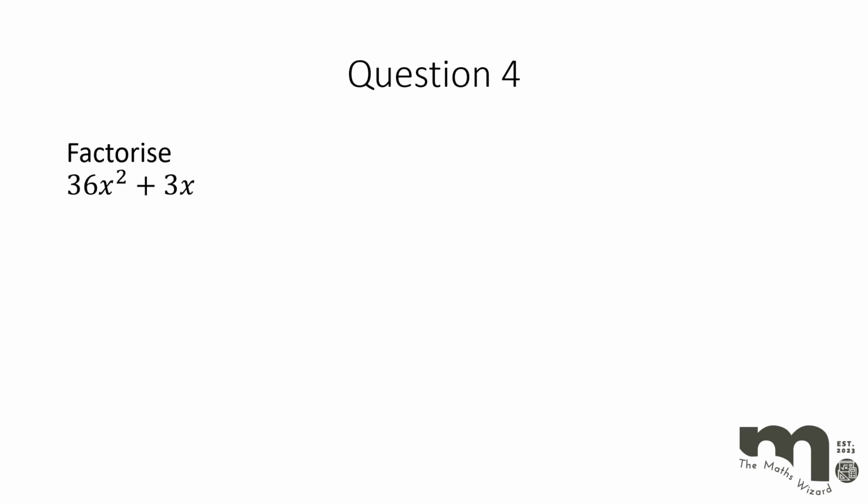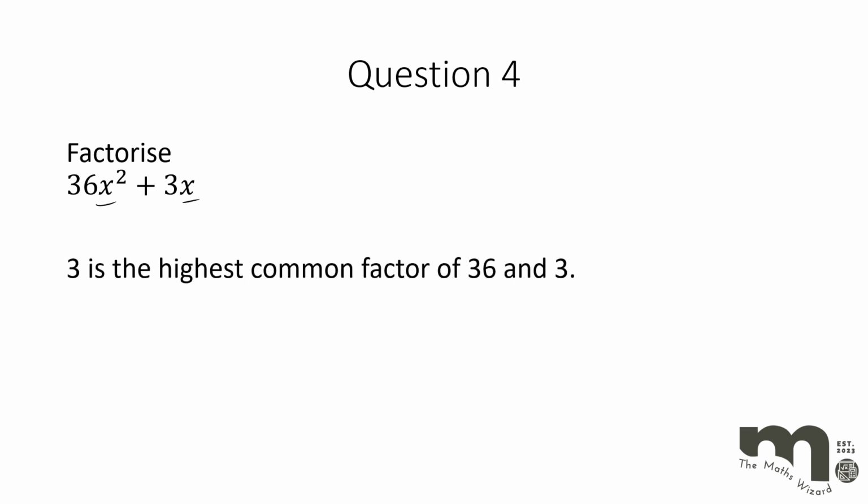Okay, slightly different approach to this one then. So on this one, you will notice you've got an x there and an x there. Now that does impact your final answer on this one. So first of all, pause your video and have a go, and then I'll talk you through why this one is a little bit different. Okay, so if we just take a look at the actual numbers, we've got 36 and 3 there. So 3 is the highest number that goes into both of those numbers. So that's definitely going to be on the outside.